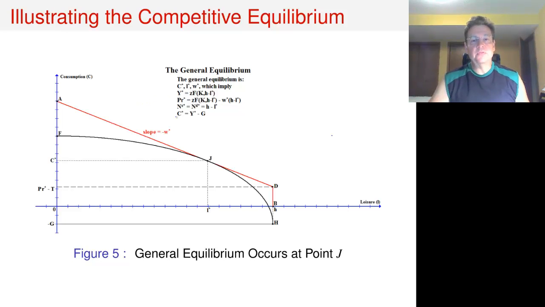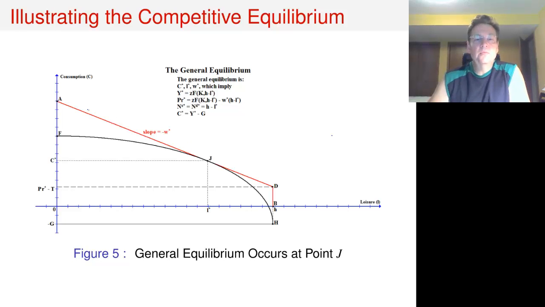This graph completely summarizes the general equilibrium of this model. And by that, what I mean is that it combines the consumer maximizing utility subject to a budget constraint, the firm maximizing profits subject to its technology, market clearing in the labor market and the goods market, and satisfaction of the government's budget constraint so that taxes are always equal to government purchases.